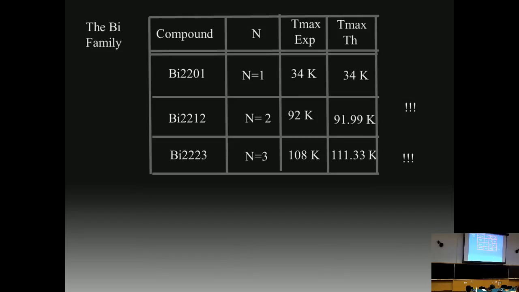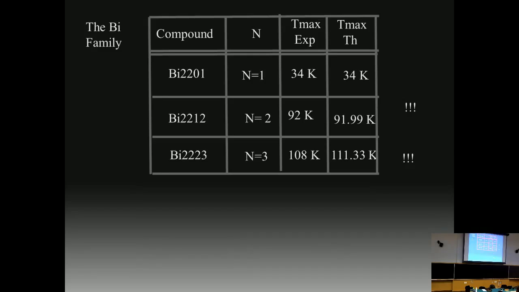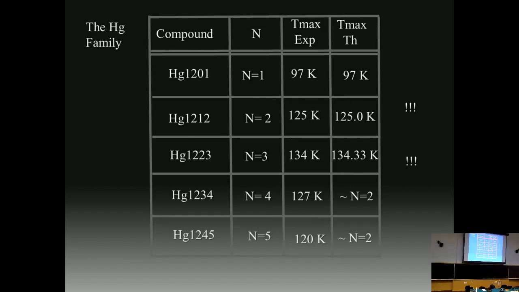So we see we have an excellent agreement. This is the theoretical result obtained from this equation, and these are the experimental. So you see for n equals 3, it starts to be a little bit different.